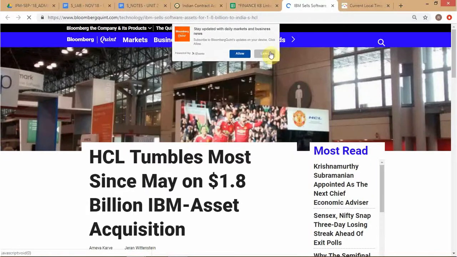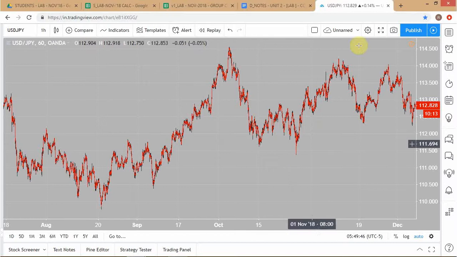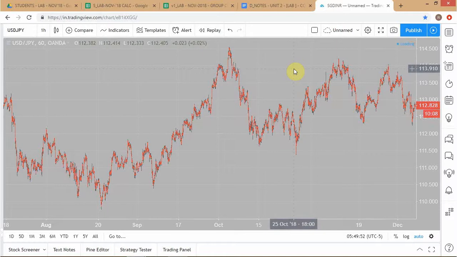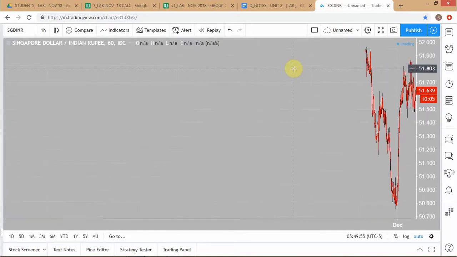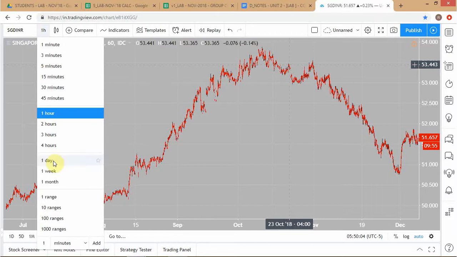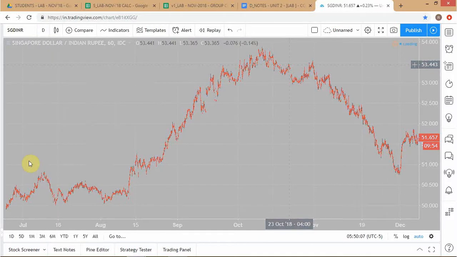Let me also change the chart. Sir, yes. So again, Vaishali will keep track. Doorkeeper, only one person has to go out at a time. All right, let's just look at the daily chart in dollar yen, and in Singapore dollar versus rupee.